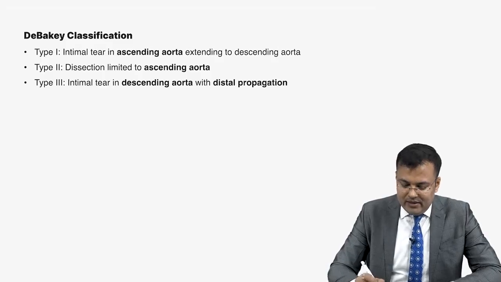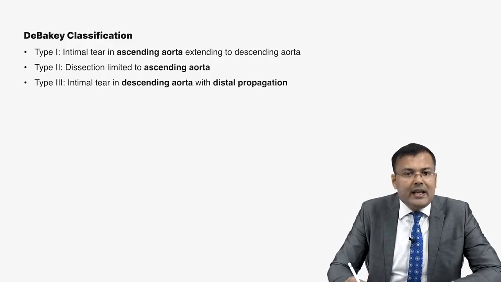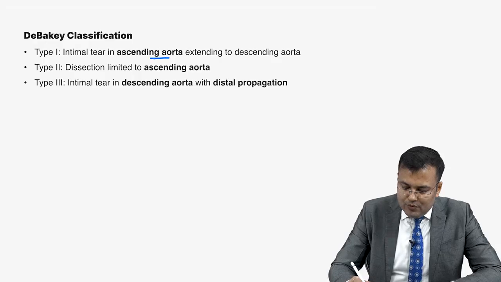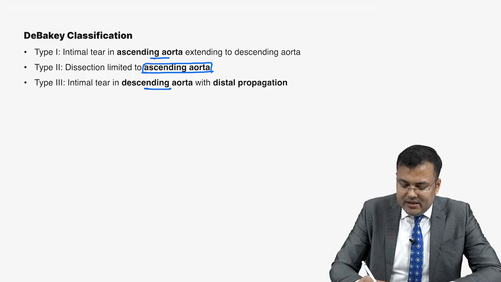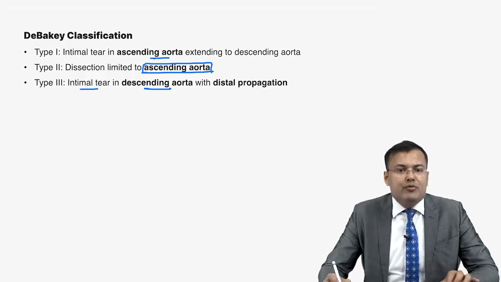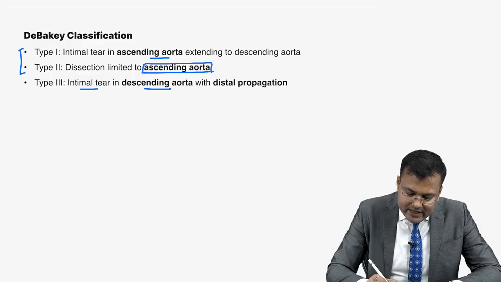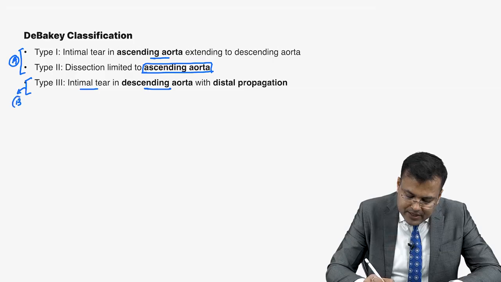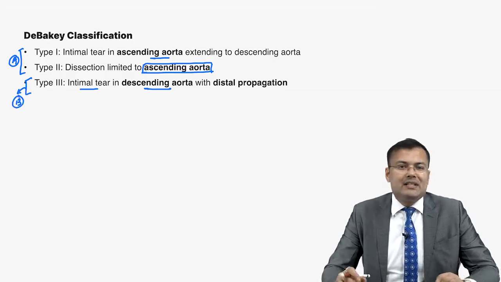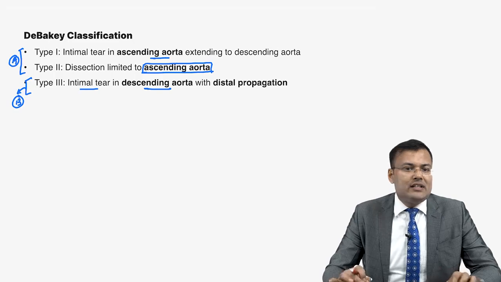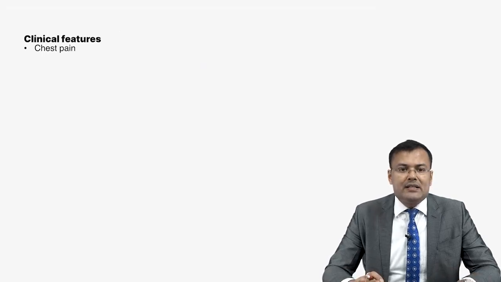DeBakey type 1, intimal tear in the ascending aorta with extension to the descending aorta, as we discussed. Type 2 is just limited to the ascending aorta, and in type 3 there is an intimal tear in the descending aorta with distal propagation. Stanford A, that is types 1 and 2, is proximal, and Stanford B, that is type 3, is distal. So this is the DeBakey and Stanford classification.